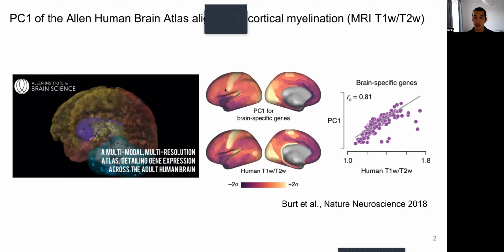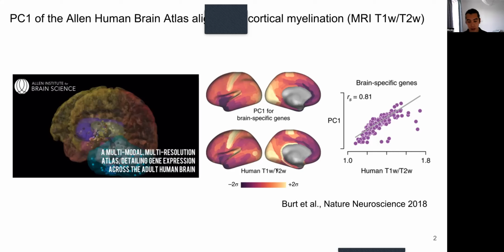In particular, this PC1 was shown by Burt and others to very closely index the T1 weighted to T2 weighted ratio from MRI, which itself is an index of gray matter myelination. It's also associated with disorder gene sets and other properties related to anatomical hierarchy. So that raises the question of what about other principal components of this gene expression matrix? Maybe there's more than one meaningful gene expression gradient in the human brain.